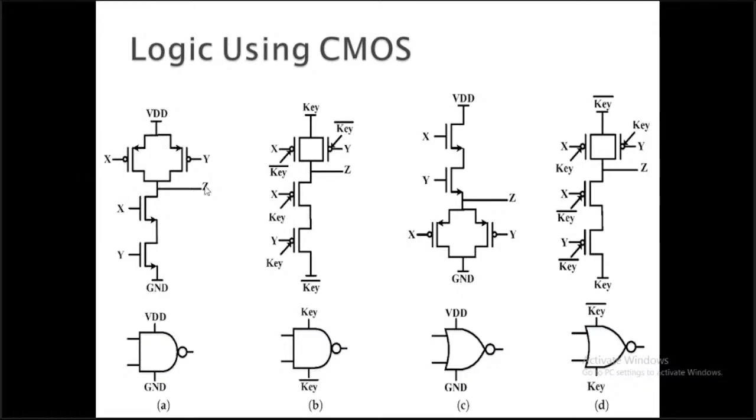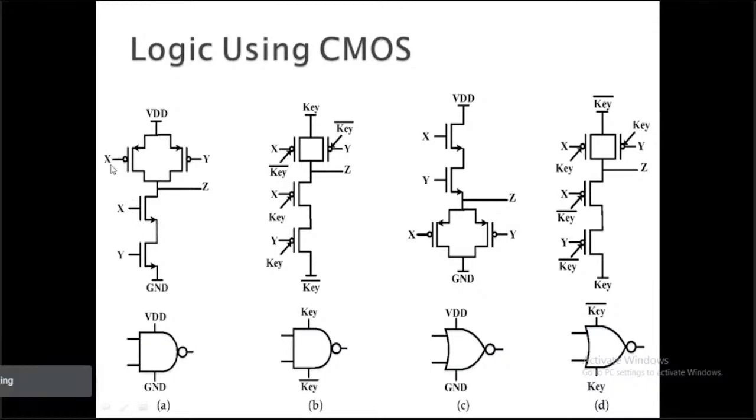So if we are putting a value at x0, the PMOS is an active low device. If you are putting 0 at the gate, so first of all, a transistor has 3 terminals: source, drain, and gate. So here it is source, drain, and gate. For NMOS, it is drain, source, and gate.